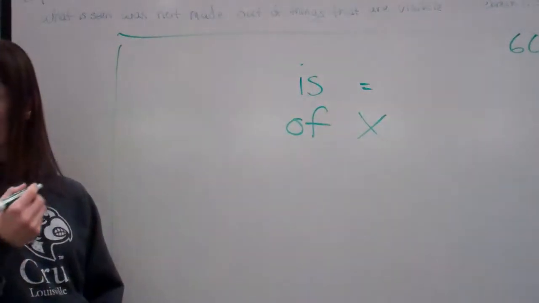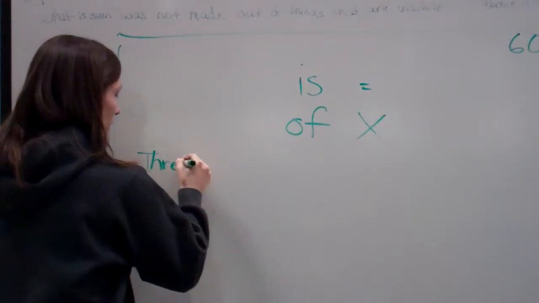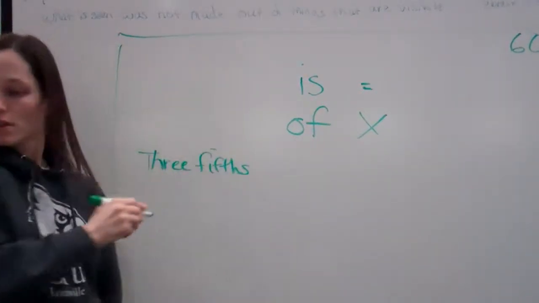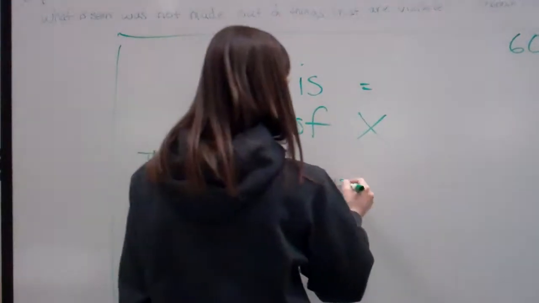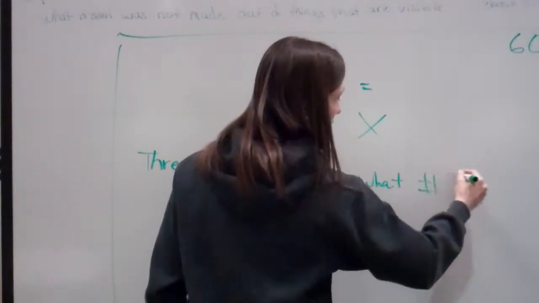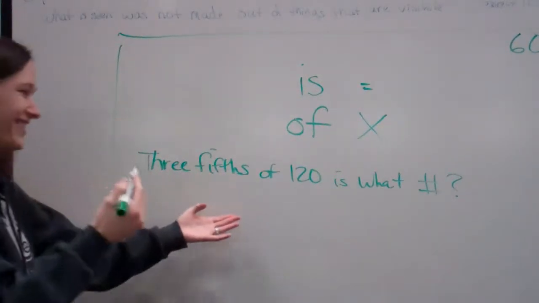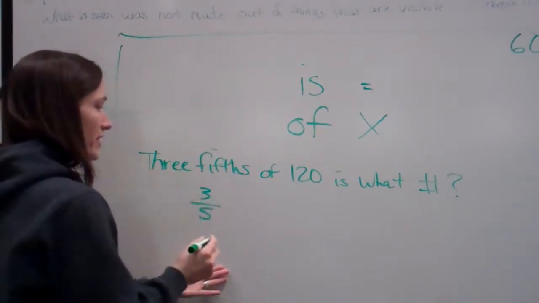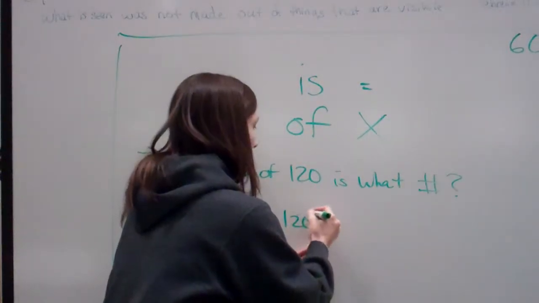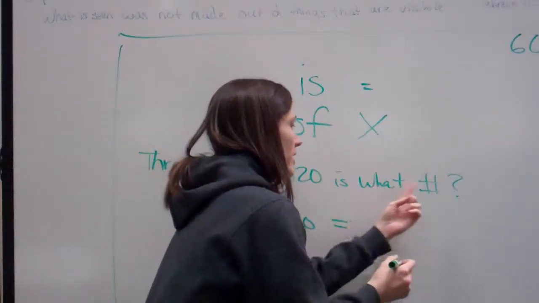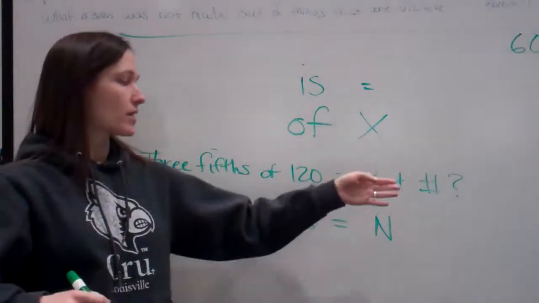All right, this one says, 3/5 of 120 is what number? Okay, let's go on and make our conversions. 3/5 would become what? 3/5. Yes, 3/5 as a fraction. "Of" becomes times 120. We leave 120 as 120. "Is" becomes equal. "What number" becomes N. So now it says 3/5 times 120 is what?